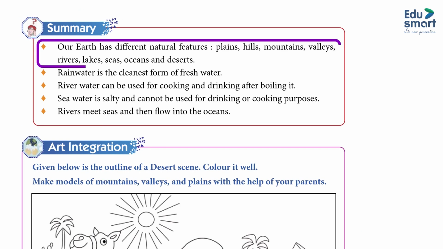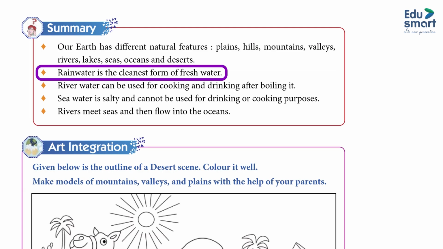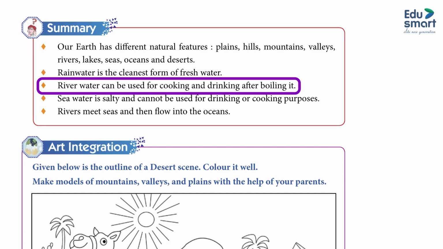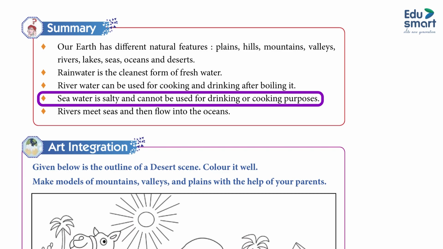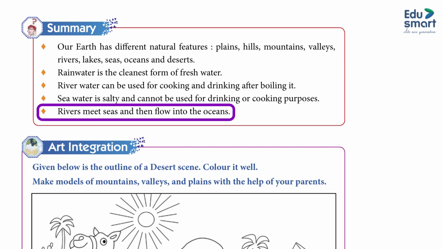Summary. Our Earth has different natural features: plains, hills, mountains, valleys, rivers, lakes, seas, oceans and deserts. Rainwater is the cleanest form of fresh water. River water can be used for cooking and drinking after boiling it. Seawater is salty and cannot be used for drinking or cooking purposes. Rivers meet seas and then flow into the oceans.